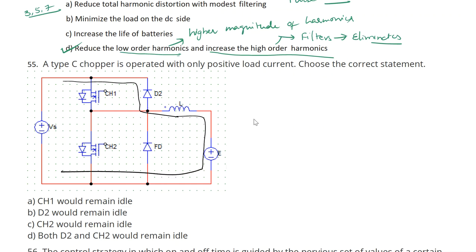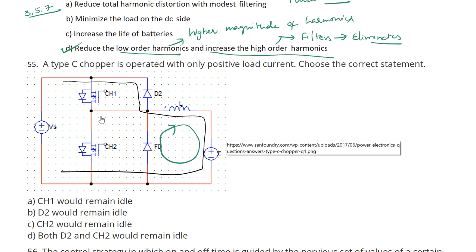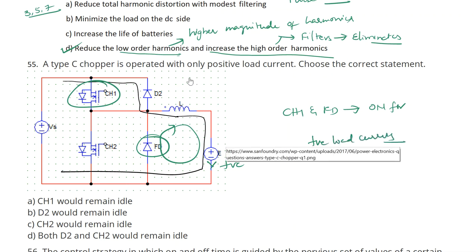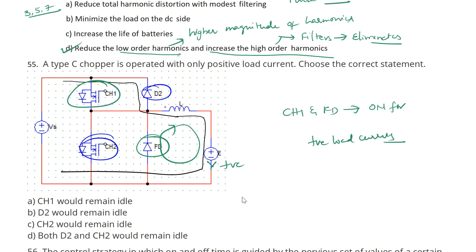Now see here, when it is in regenerative mode, then the current has to flow like this. So switch CH1 and the freewheeling diode are both continuously on for positive load current. For positive load currents, the current has to flow like this. The operating switches D2 and CS2 should be completely off. So D2 and CS2 are in the off condition or remain idle. So the answer for this question is, as you can see, D2 and CS2 will remain idle.